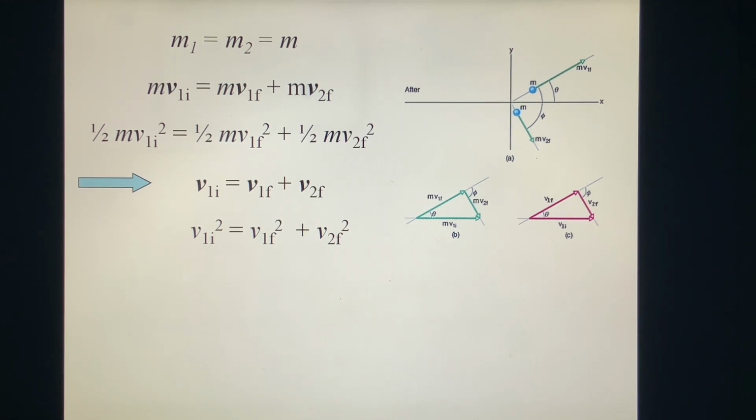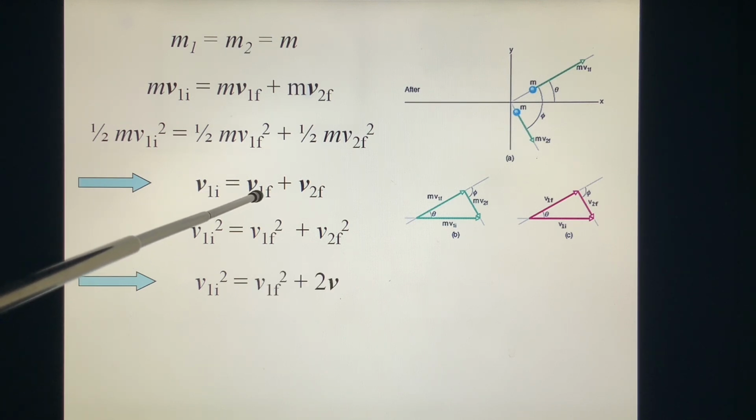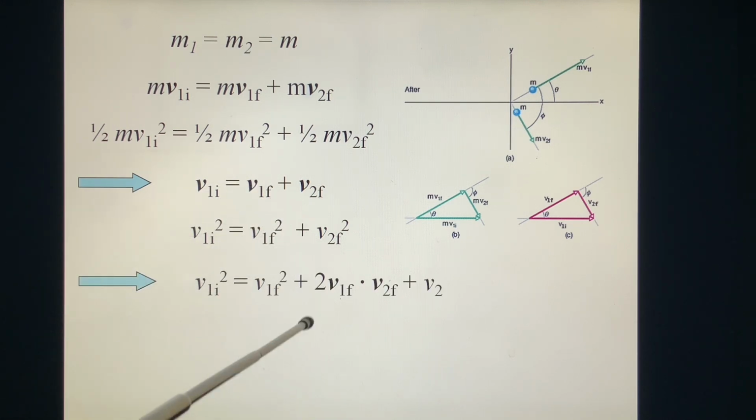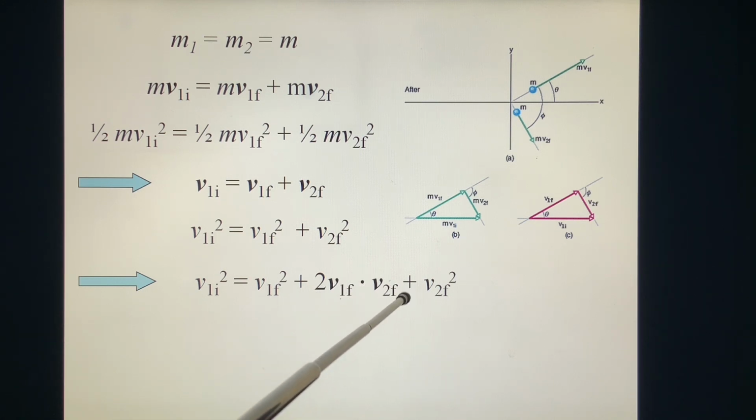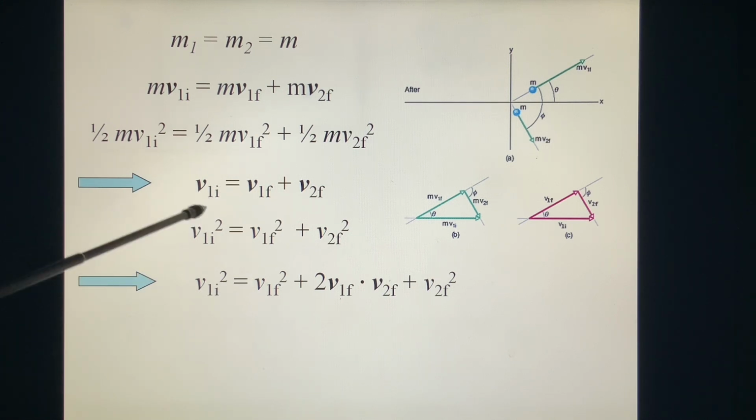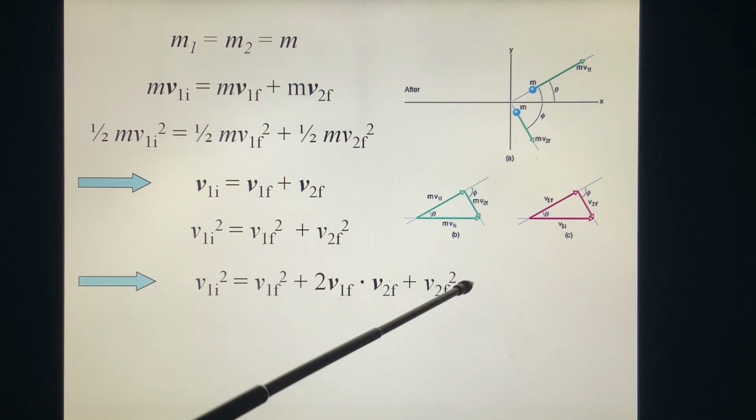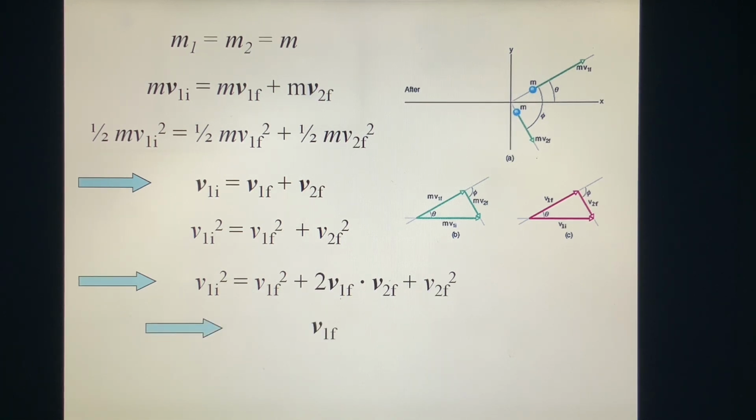Now let's see what's happening. We square both sides of the vector equation. This becomes V1 initial squared equals V1 final squared plus 2 V1 final dot V2 final plus V2 final squared. We compare these two equations. This term is equal to this term, so the dot product term must be 0. The two vectors themselves are not equal to 0. Dot product equal to 0 means cosine theta equals 0, so theta is 90 degrees. They're perpendicular.